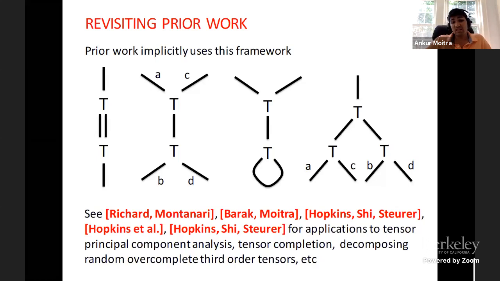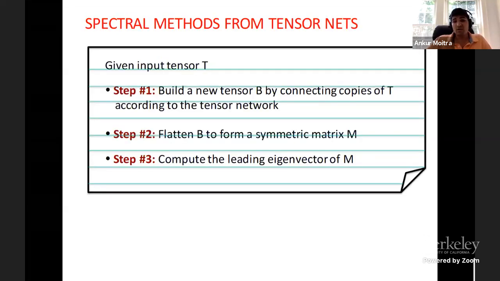In fact, in the existing literature that does a lot of things with tensor methods for all kinds of latent variable models, a lot of times these are implicit within their work: the way that they're using spectral methods is they're really building them from tensor networks. But it turns out that you can define a general blueprint for how to use a tensor network.